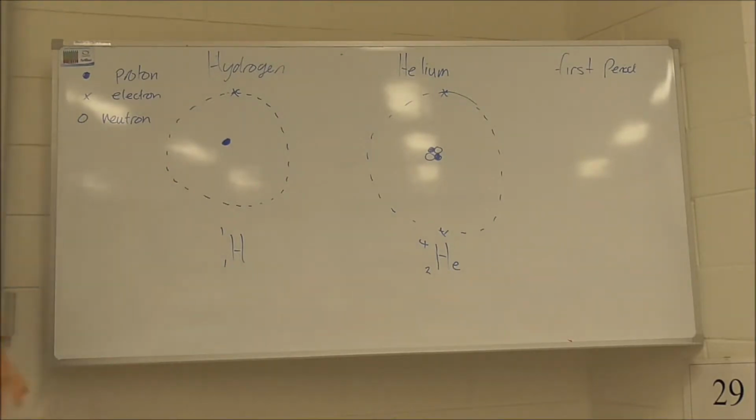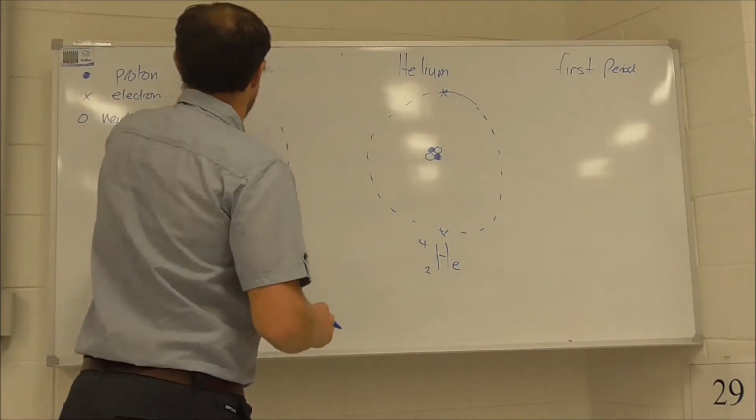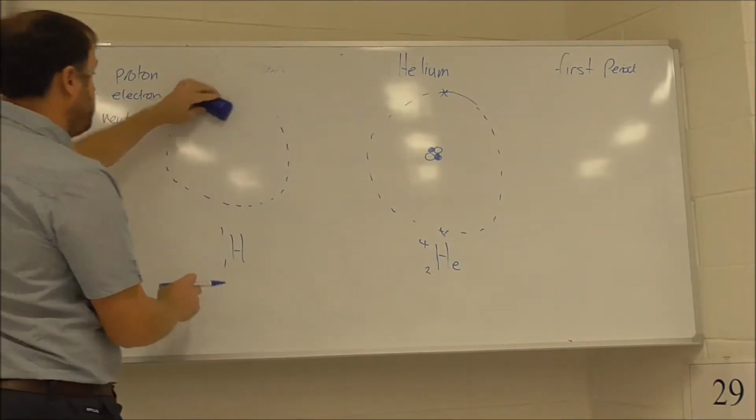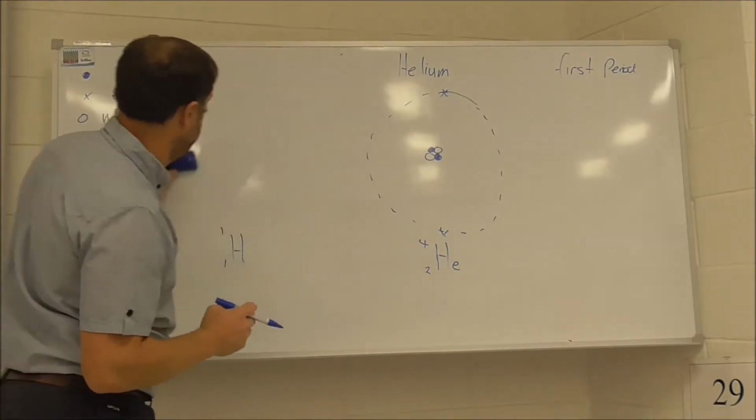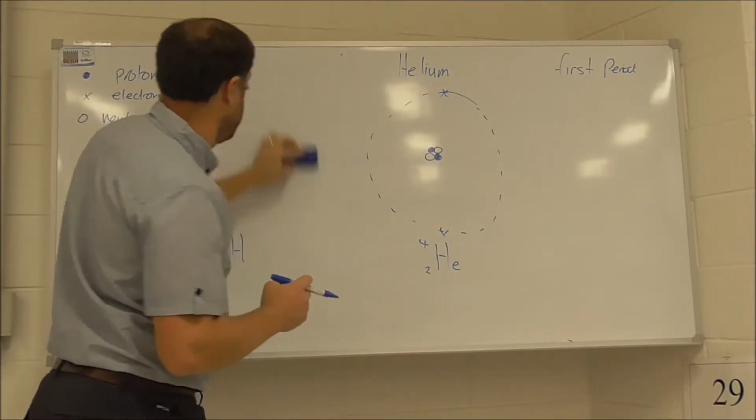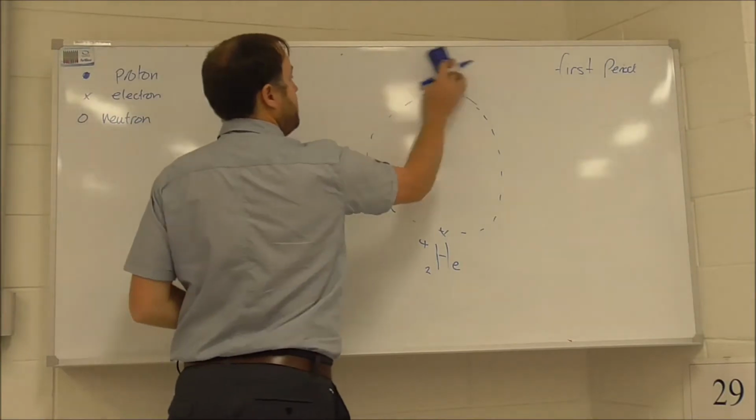If we were to go to the next largest atom, so we've got an atomic mass of 1 for hydrogen, an atomic mass of 2 for helium, so the next largest atom would have an atomic mass of 3.